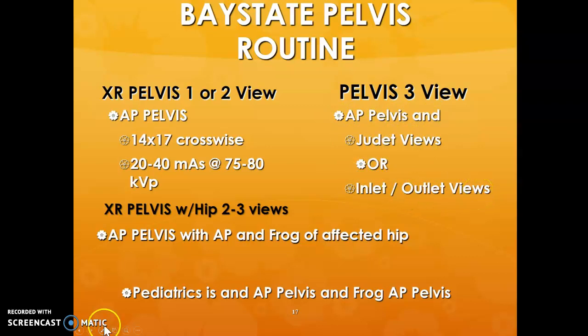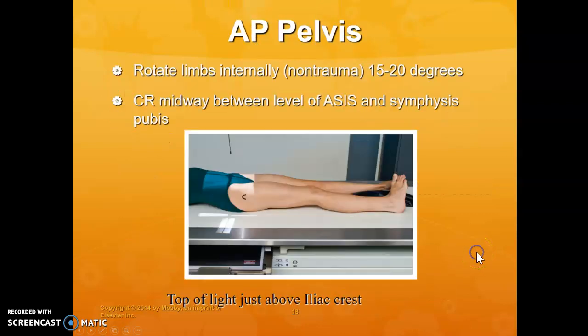Pediatric pelvis is routinely an AP pelvis and a frog of AP pelvis, depending on how young they are, or it's an AP pelvis and a frog of just the affected hip. You might see any of those combinations.